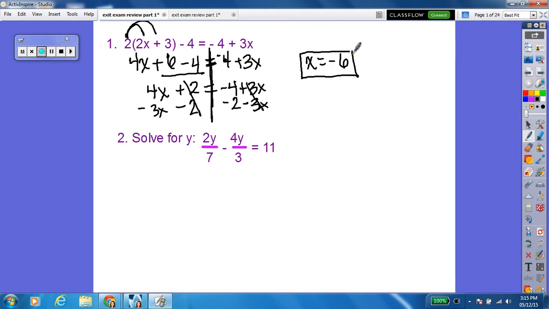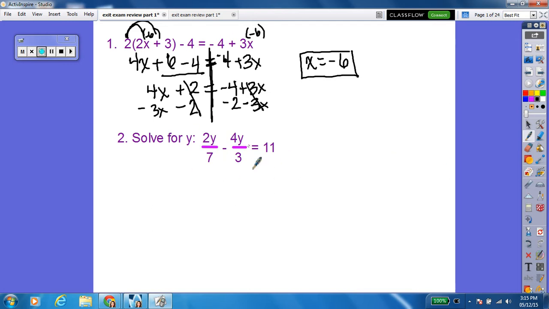If on the exam you're concerned you're not getting it right, maybe you see your answer there but you're just not sure, plug your answer in right here and right here. Use your calculator to check to see if both sides of the equation are equal.